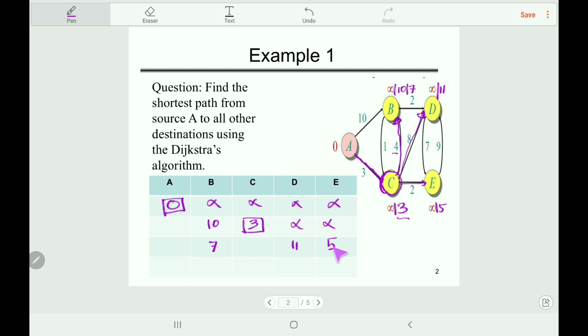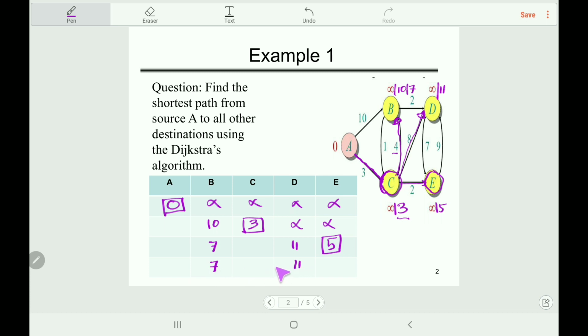Now, among all three distances, the minimum one is 5. 5 means we are in place E. From E, we can move to D. It takes the path value 9. So 9 plus 5, which is 14, is larger than 11. So we should not take this value and we should not update it. And we cannot move anywhere in this graph from E. So we should not update these two values. So those values are 7 and 11.